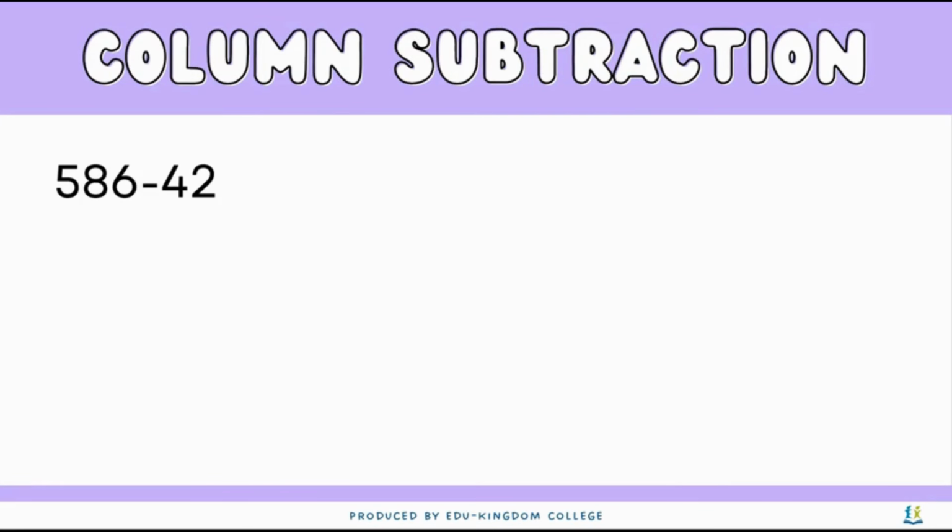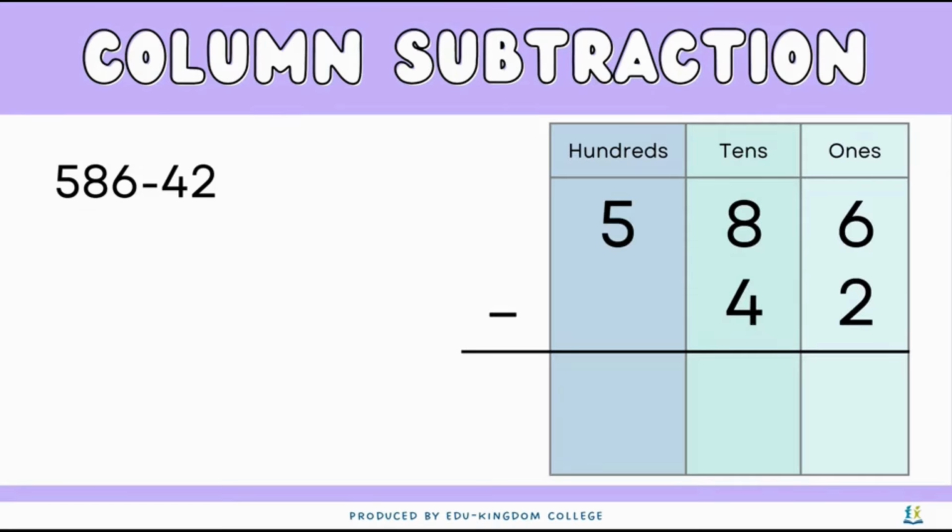I have large numbers like this, 586 minus 42. With the same idea as the column addition, I'm going to put it into its individual columns by its place. So I have ones, I have tens, and I have hundreds, and I have a line. But instead of putting the addition sign, I'm going to put a subtraction sign indicating that it's a column subtraction.